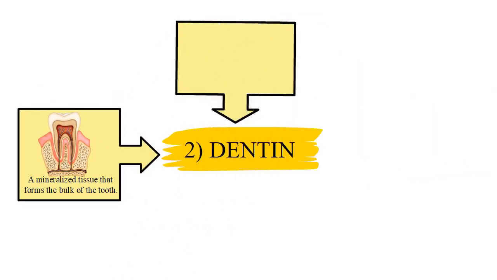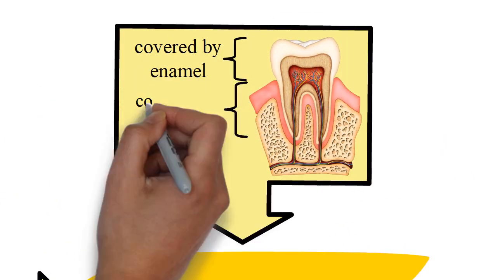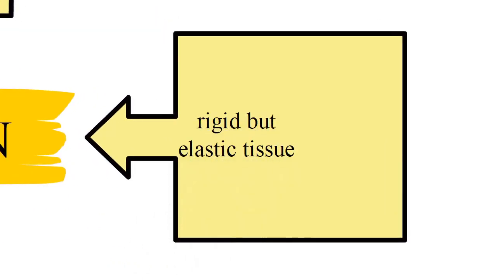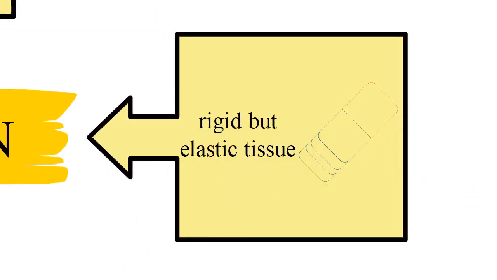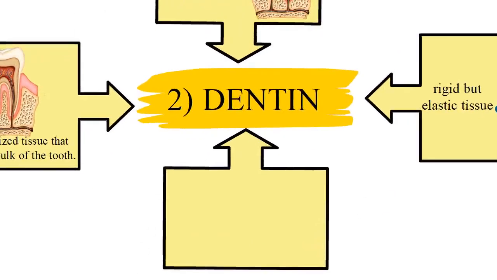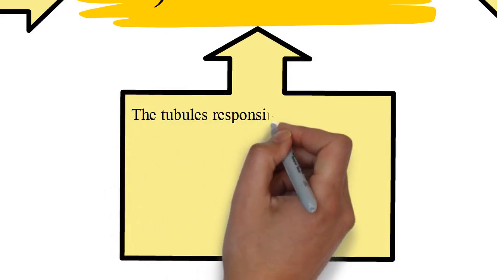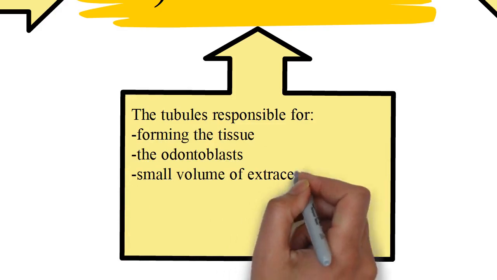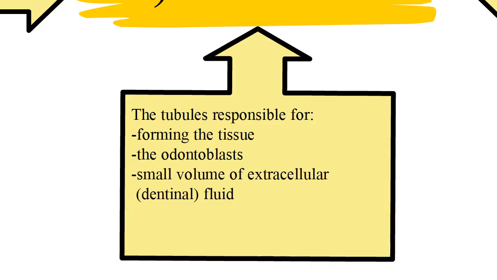In the crown, it is covered by enamel, and in the root by cementum. It is rigid but elastic tissue consisting of large numbers of small, parallel tubules in a mineralized collagen matrix. The tubules contain the long processes of the cells responsible for forming the tissue, the odontoblasts, as well as a small volume of extracellular dentinal fluid.